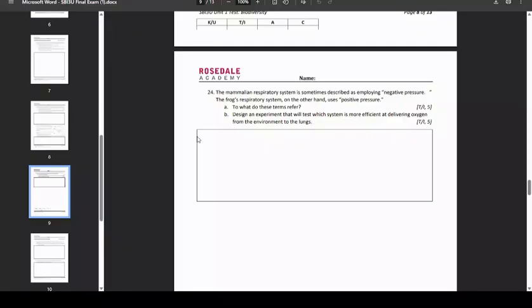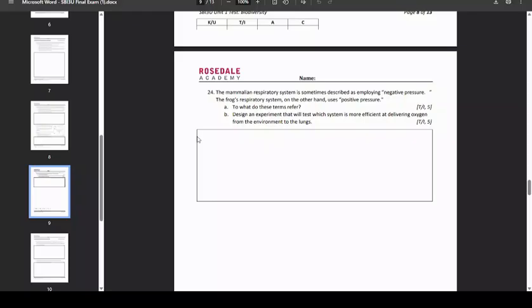However, the frog is different. It lowers the floor of its mouth. It draws the air in, then it closes its nostrils and elevates the floor of its mouth. So by decreasing this volume, it's actually increasing the pressure. Therefore, it's forcing the air under positive pressure down into the lungs.